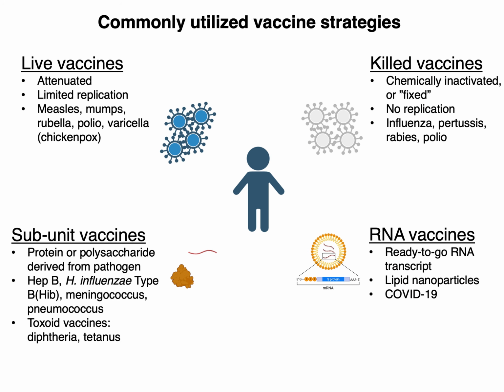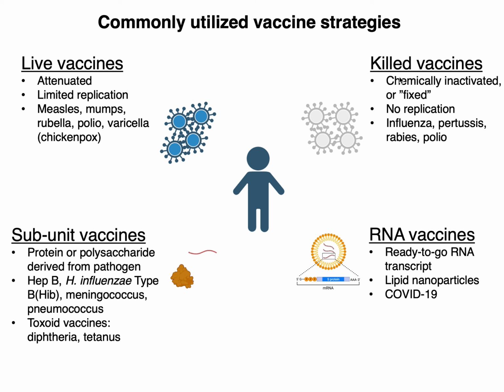What are some of the commonly used vaccine strategies? Well, the earliest strategies were live vaccines. This includes things like the smallpox vaccine, which is no longer used because smallpox has been eradicated. These live vaccines that we use now are generally attenuated versions of the pathogen. These attenuated pathogens have limited replication, and this includes things like the measles, mumps, rubella, polio, and varicella vaccines.